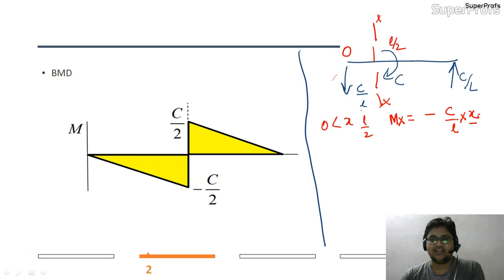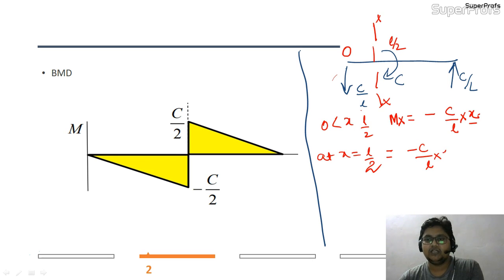Again, this is a straight line, and at X equal to L by 2, what will be the magnitude here? It will be minus C by L into L by 2, which is nothing but minus C by 2. So at X equal to L by 2, you have moment as minus C by 2. Now again, I will draw whatever equation I have written here of the bending moment diagram.